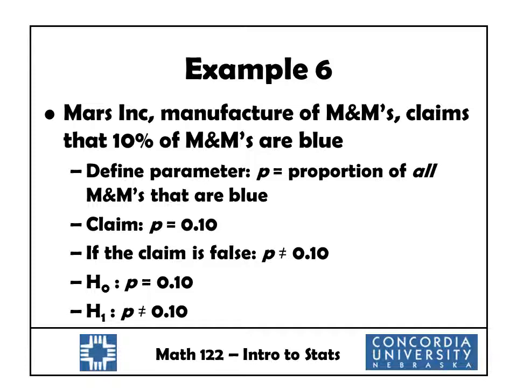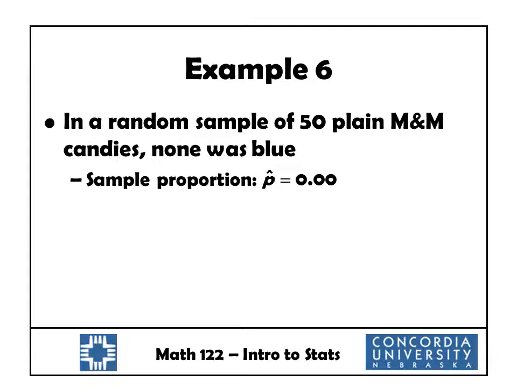Okay. Now, we'll go out and get some data. In a random sample of 50 plain M&M candies, none was blue. So our sample proportion here would be 0. 0 divided by 50 is 0. Again, this doesn't prove our claim or disprove our claim. At first glance, it may seem to disprove it because 0% is a lot smaller than 10%. But again, this comes from a sample, not from the entire population. So we convert that to a test statistic. In this case, it's negative 2.36.